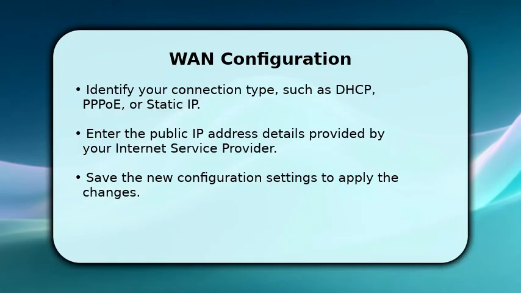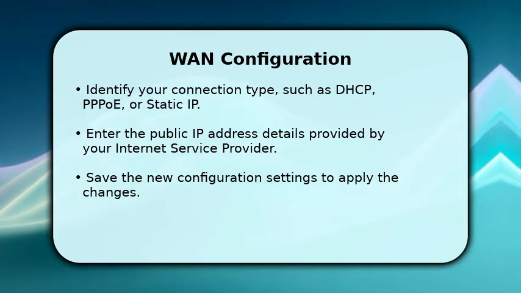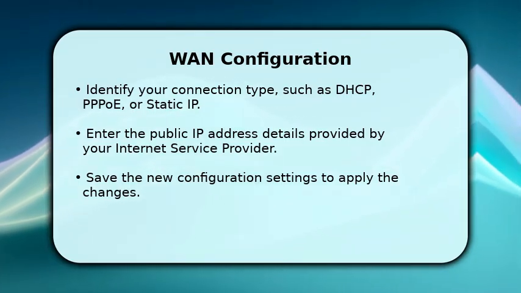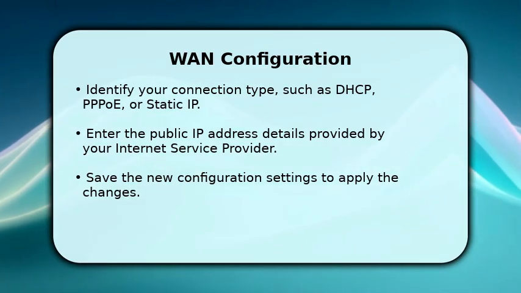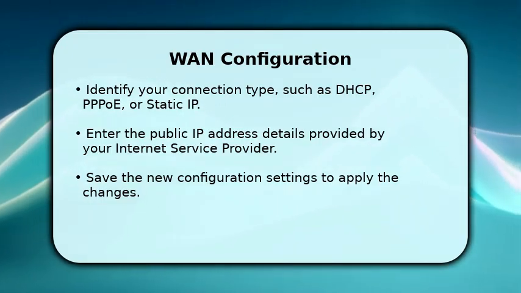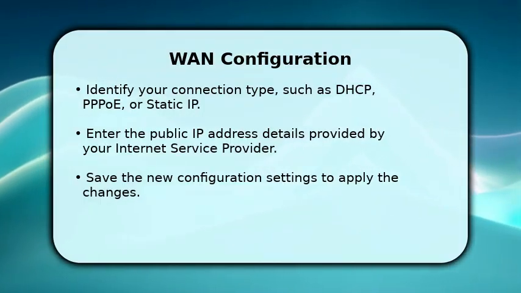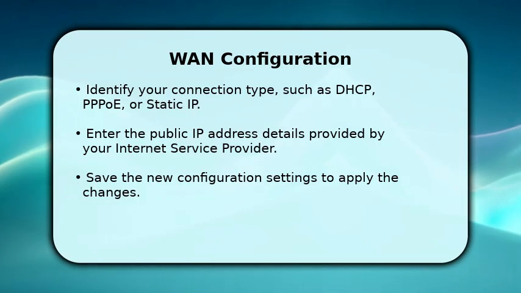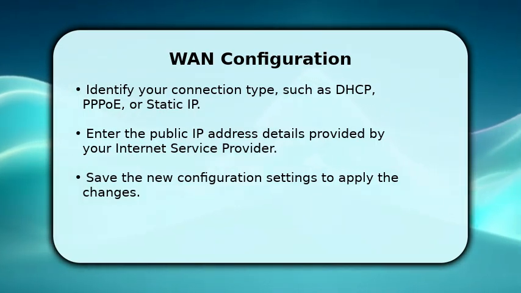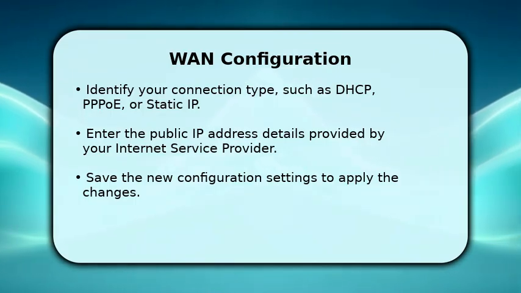Once inside your router's interface, navigate to the WAN or Internet settings. Here, you will select your connection type. Most home users will use DHCP, where your ISP automatically assigns an IP. If your ISP gave you a static public IP, you'll choose static IP and manually enter the address, subnet mask, and gateway. Ensure all details are accurate to establish a proper connection.